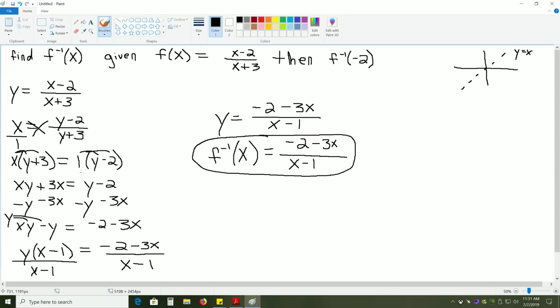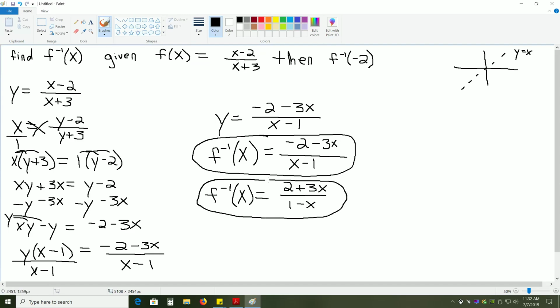If you had gone through this without moving this y to the other side, and you had moved the xy to the other side, then there's a chance that you could end up changing your signs on this. And that would just be the same thing as multiplying the top and bottom of this fraction by negative 1. So just to show it, it is also perfectly okay if when you practice this problem on your own, you would have gotten (2 plus 3x) over (1 minus x). These are the exact same answer.